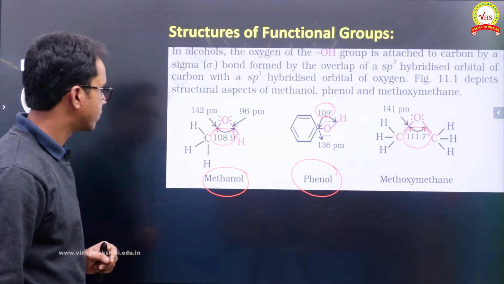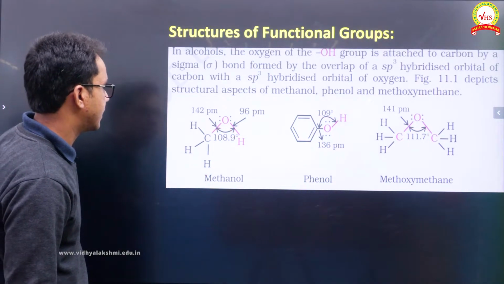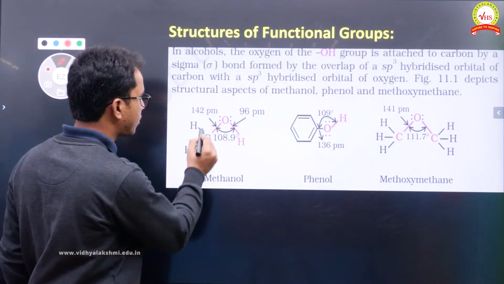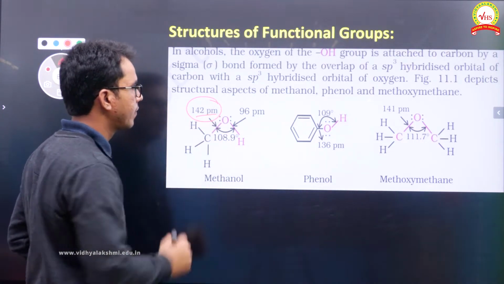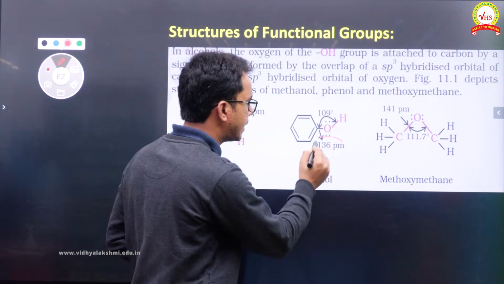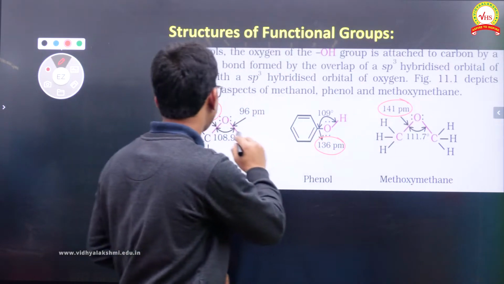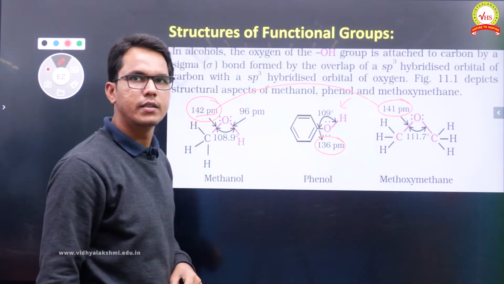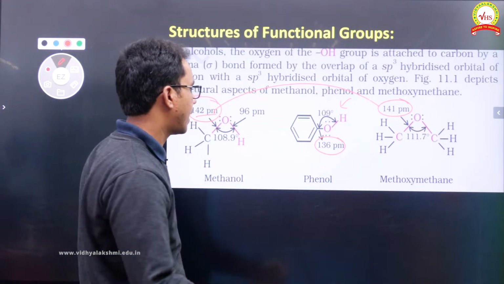But let us compare the bond lengths here. What is the actual bond length between C and O over there? It is 142 picometer. Here it is approximately 141. These two are about the same, but in the case of phenol it is changed, decreased. The reason for this is partial delocalization or partial double bond character.